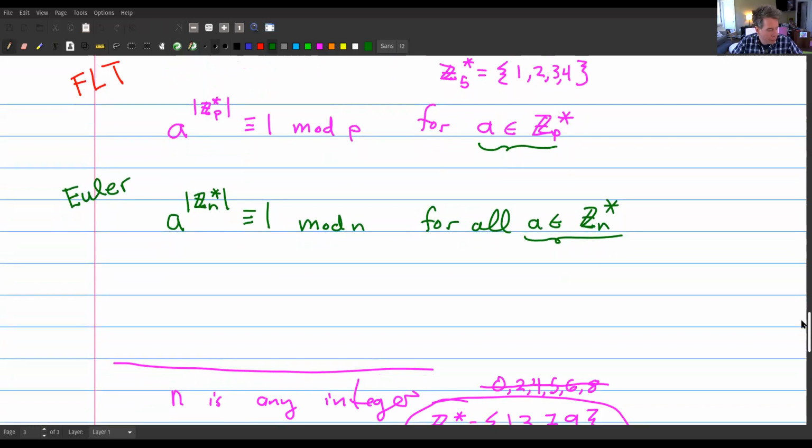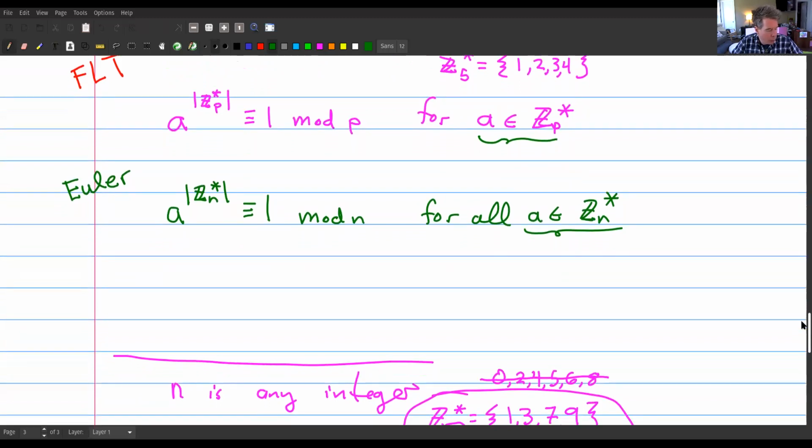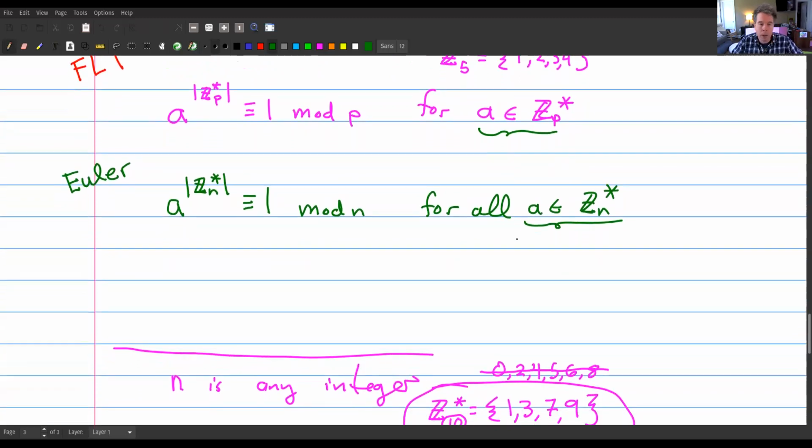Let's give some examples here. Let's just stick with n equals 15. Okay, so we know that the cardinality of... I guess we'll start with 15. Sorry, I got confused. So what is the cardinality of Z15 star? It's the same thing as phi of 15. Can somebody tell me what that is?